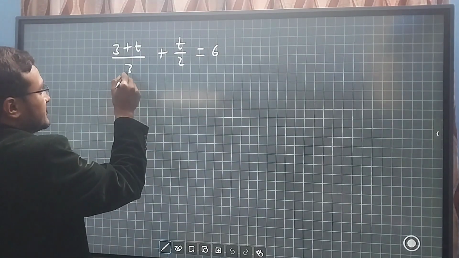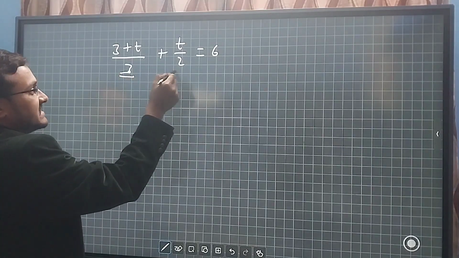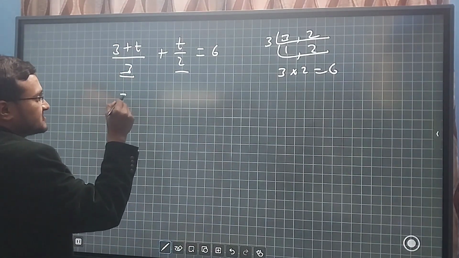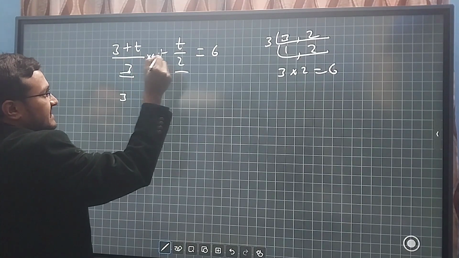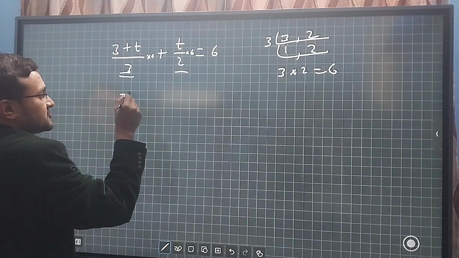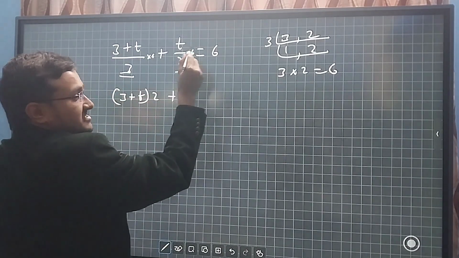So now here we will try to solve this. First you have to take the LCM of 3 and 2. So now LCM is 6. So you can just multiply this with 6 and also this with 6. So when you do that, 3 ones are 3, twos are 2. So (3 plus t) into 2 plus here 2 ones are 2, threes are 3.